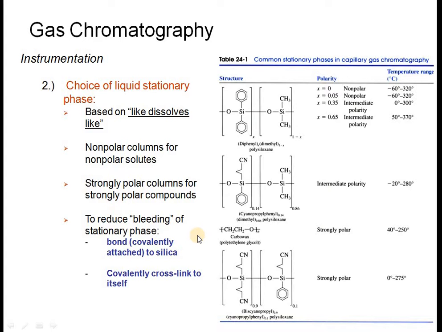To reduce bleeding of the stationary phase, it is bonded covalently to the silica and covalently cross-linked to itself. This is the compound diphenyl dimethyl polysiloxane. This is the polarity and this is the temperature. This is the next compound. These are the common stationary phases for capillary gas chromatography.